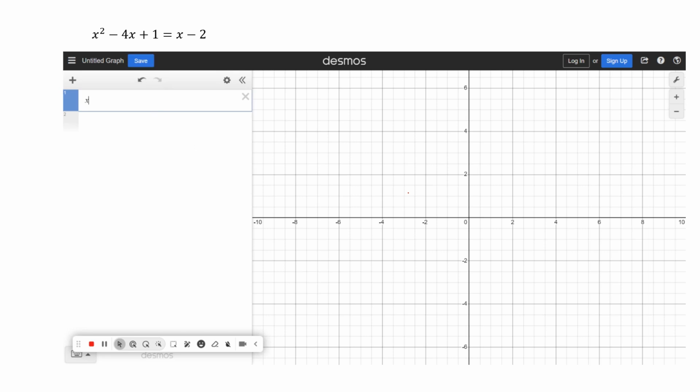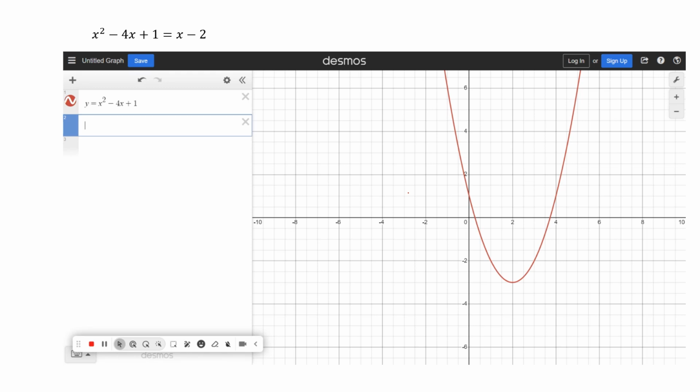Now over here on the left-hand side, we're going to type in the two parts of the equation. We have x squared minus 4x plus 1. Now in Desmos, you don't need the y equal to. I recommend having it just because it's proper form. It's a good habit to be in. And then you go down, x minus 2 for the second equation. y equals x minus 2.